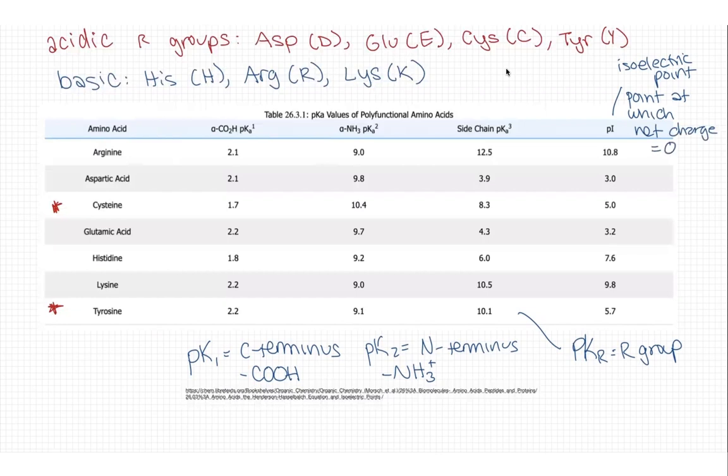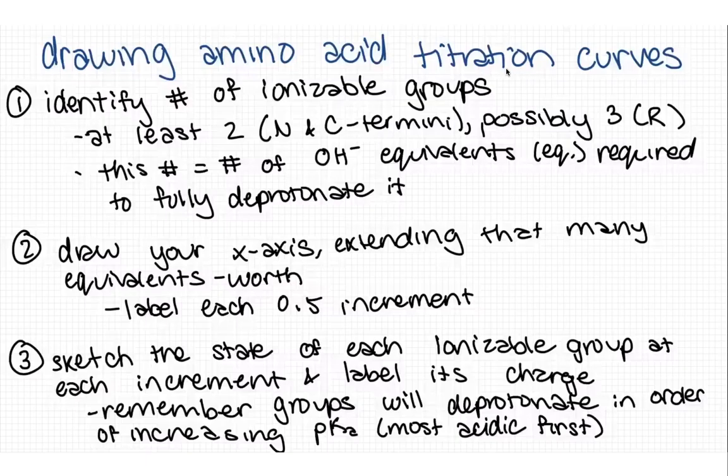Okay, so now let's go ahead and look at some titration curves for these. Here's the basic strategy we're going to take. First, we're going to identify the number of ionizable groups. Remember, there's going to be at least 2, the N and C termini, and possibly a third in that R group. This is going to be the number of hydroxide equivalents that you need to fully deprotonate it. Next, you're going to draw your x-axis, extending that many equivalents worth, and label each 0.5 increment. Then you're going to sketch the state of each ionizable group at each increment and label its charge.